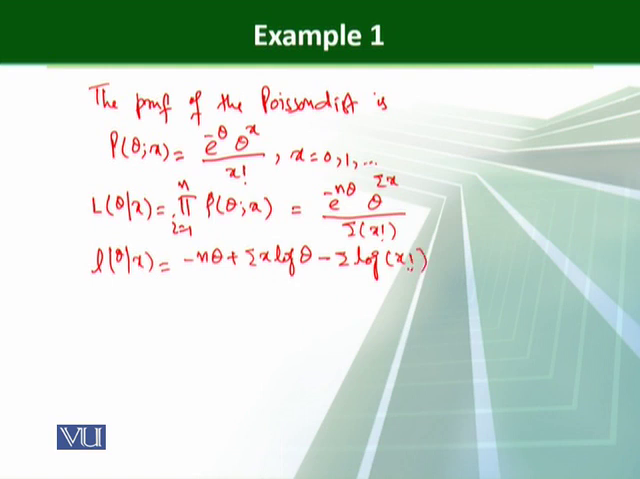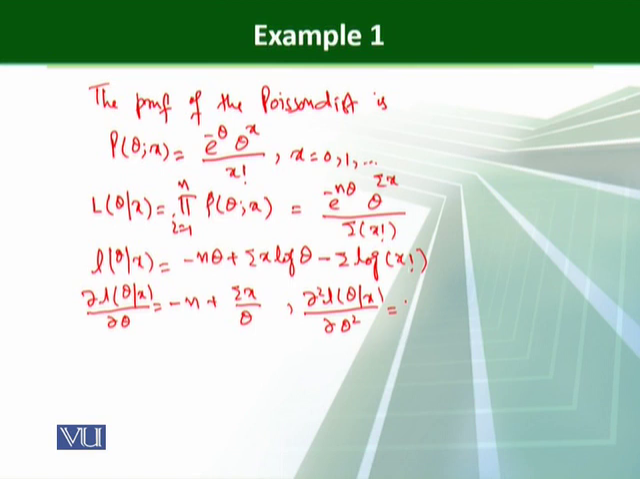When we take the derivative of this, that is the partial derivative of l(theta; x) with respect to theta, that will give us minus n plus sum x over theta. And if we take the second derivative of this, because we need it for the Fisher information, that is the second partial derivative of l(theta; x) with respect to theta squared, and that is basically minus sum x over theta square.